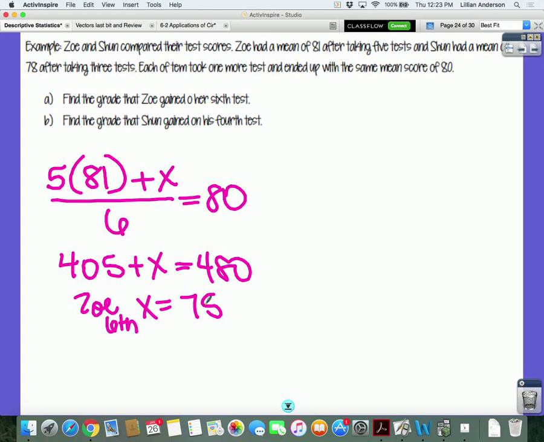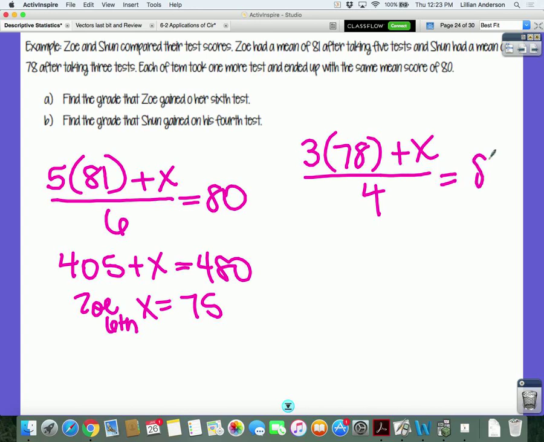We do something similar for Sean. He only took 3 tests and scored an average of a 78. So 3 tests at an average of 78 plus some 4th test, divided by 4, because he's taking 4 tests, he needs to get a mean score of an 80. So what is Sean going to need to get on his 4th test? An 86. If you multiply 4 by 80, you get 320. What's 3 times 78?